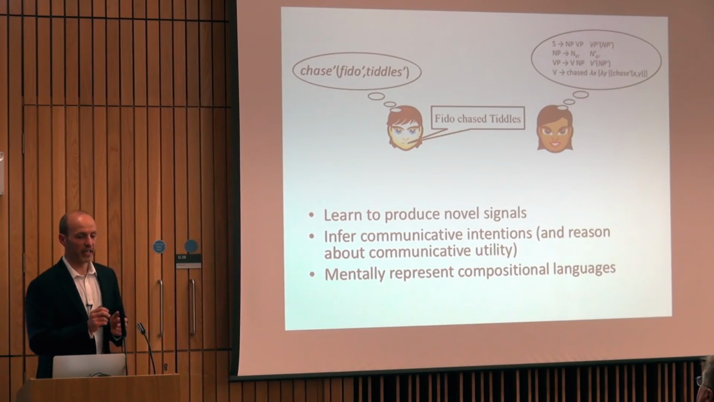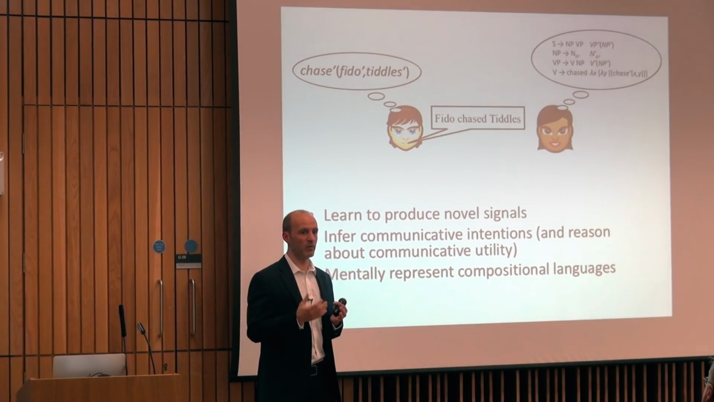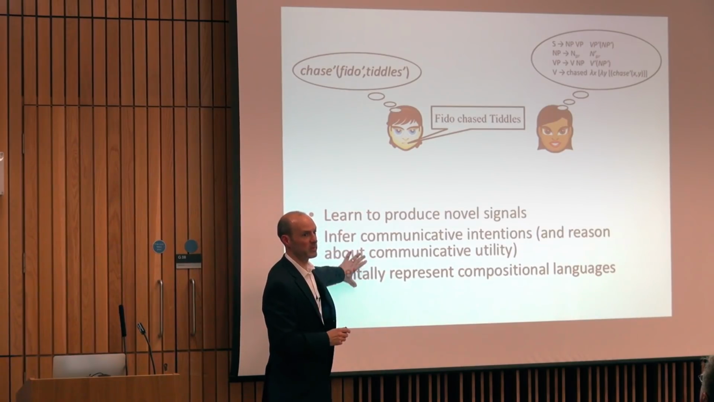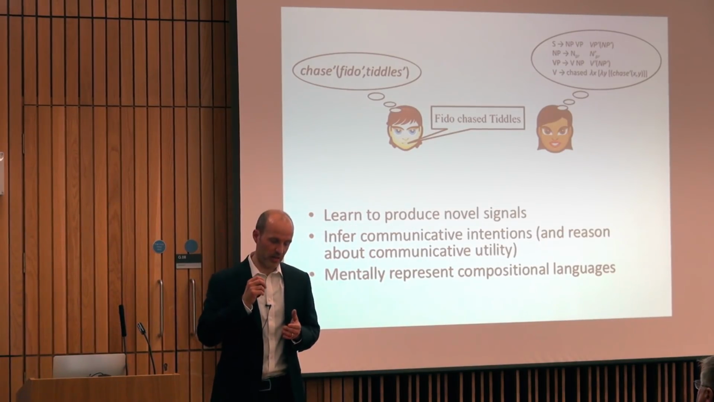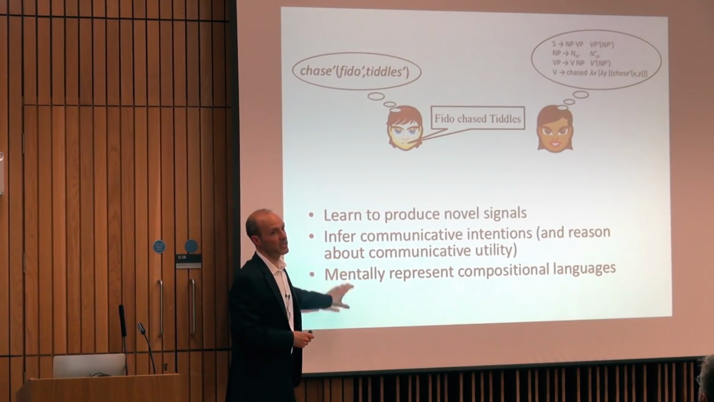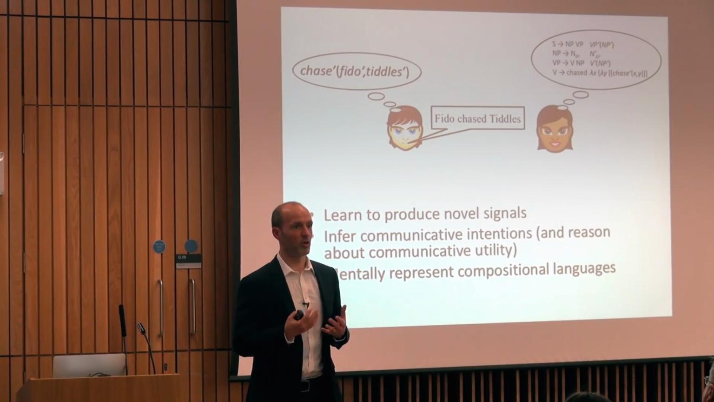Perhaps surprisingly, given the gulf between human language and the communication systems of other animals, which I emphasized at the start of this talk, I think that we can see traces of all these abilities in our closest relatives, so in other animals, and in particular in other great apes. So there's some evidence that chimpanzees are capable of at least some limited forms of vocal learning, so learning to produce novel signals.